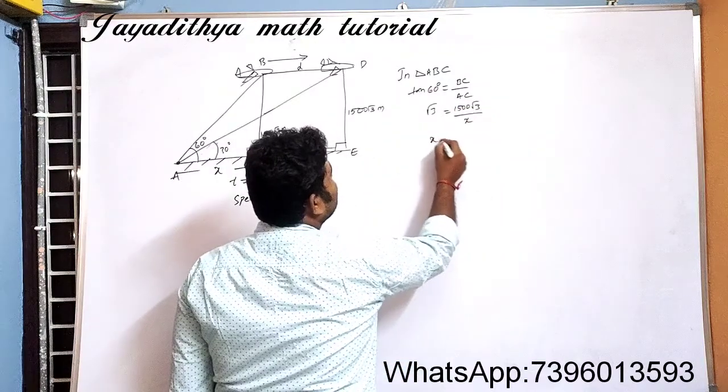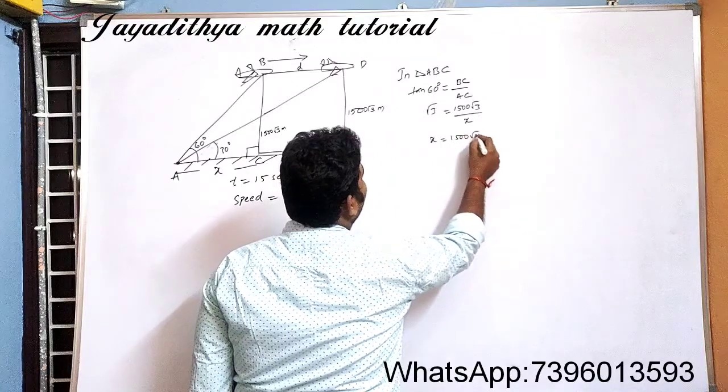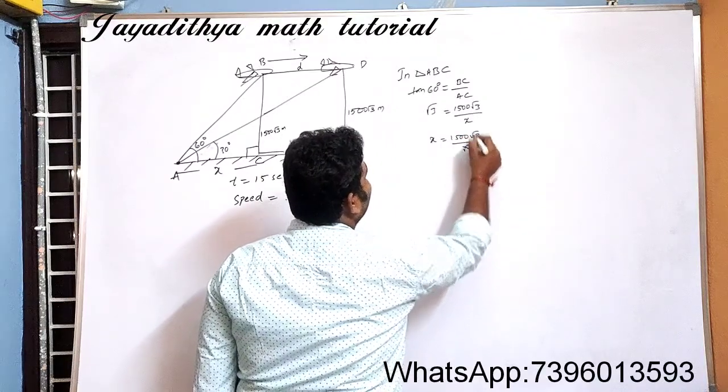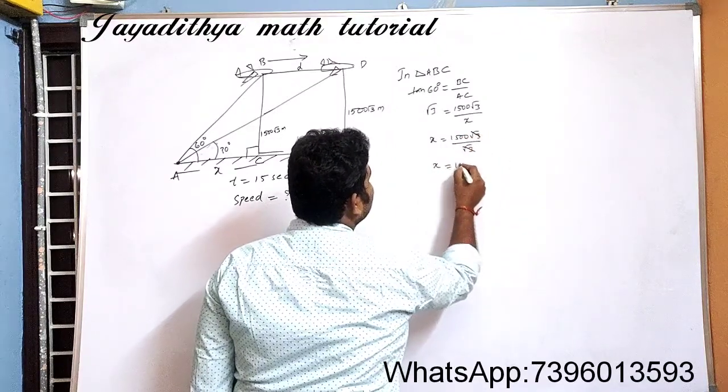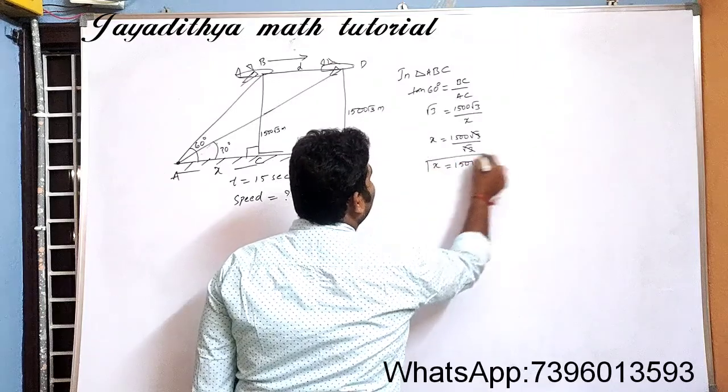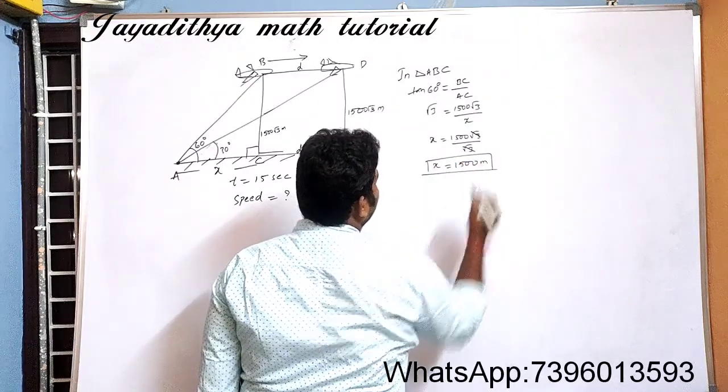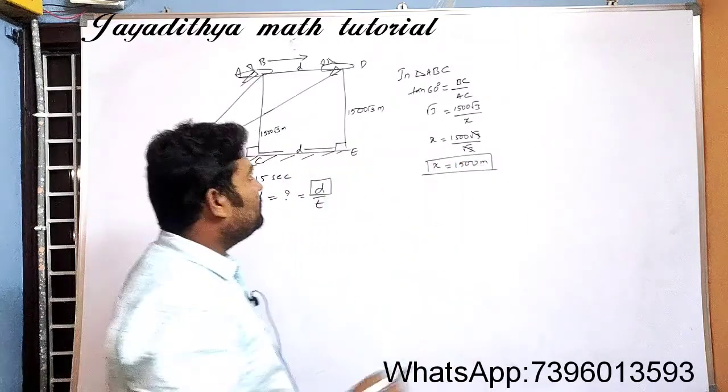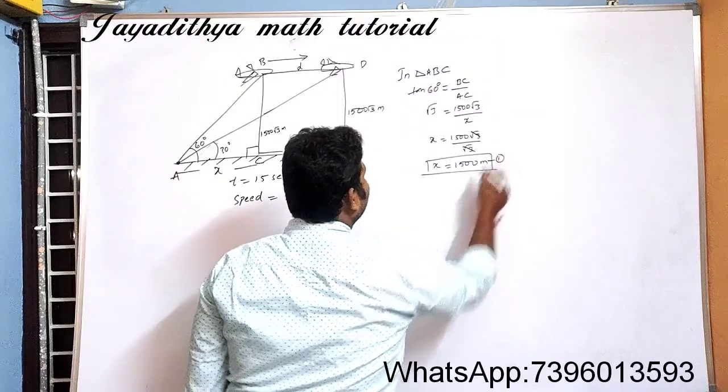So from here x is equal to how much now? 1500 root 3 by root 3. Root 3 and root 3 get cancelled, and x is equal to 1500 meters. So let us take this as equation 1.